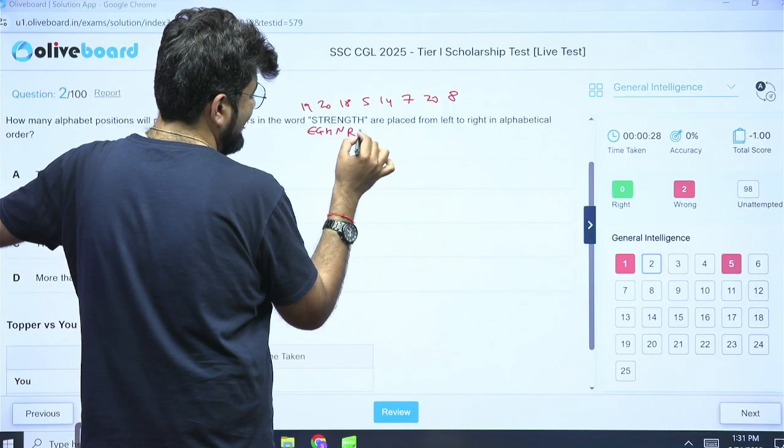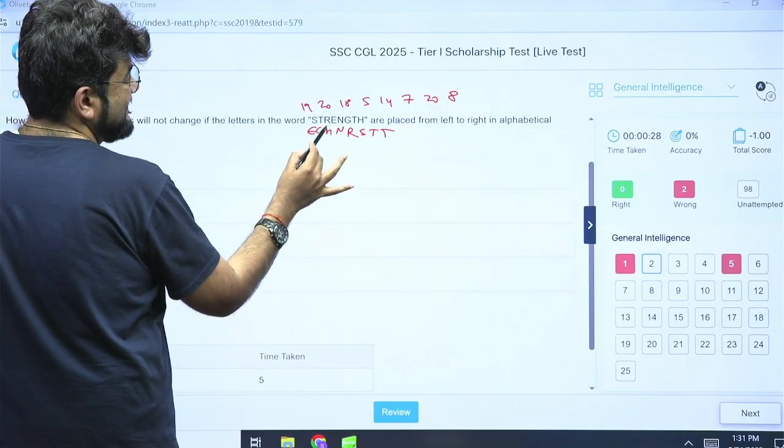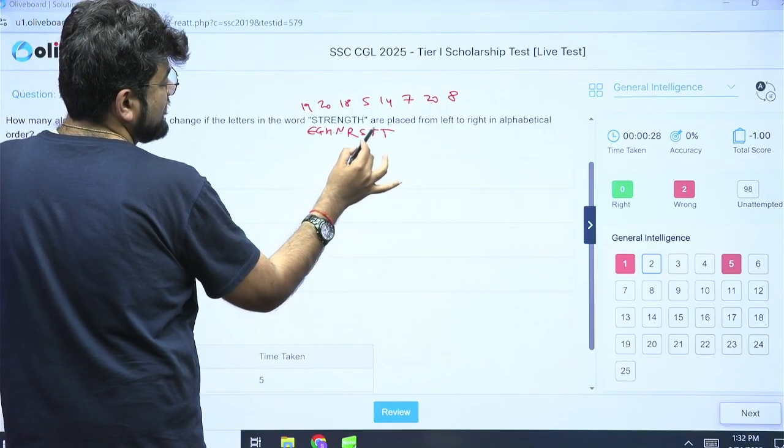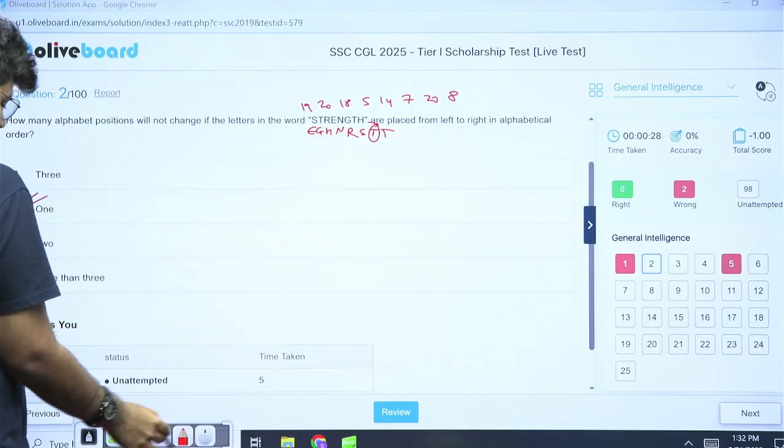N, R, S, T, T. Now if you observe here, S, T, R, E, N, G, T, H, only one letter is the one which is not changing position. So option B is the correct answer.